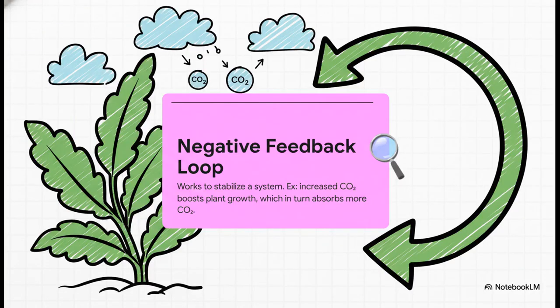But on the flip side, you have negative feedback loops, and these are the ones that are stabilizing. They work to pull the system back towards balance. So, for instance, a jump in atmospheric CO2 can actually act like fertilizer for plants, making them grow faster and bigger. And more plants mean more photosynthesis, which means more CO2 gets pulled out of the atmosphere. It's like a natural course correction.